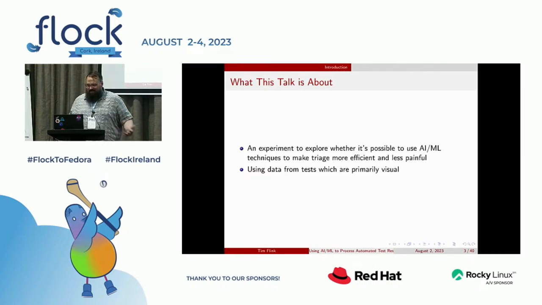So just to get started, because it's a very popular term right now, and in my opinion there's a decent amount of misunderstanding of what it all can cover. What I am looking to talk about is an experiment that we did to figure out whether it's even possible to use AI/ML to do triage. And it is, in particular, using data from tests that are visual. I want to make that distinction because a lot of testing is done primarily in the text domain, and the techniques used there don't necessarily work with visually oriented tests and vice versa.